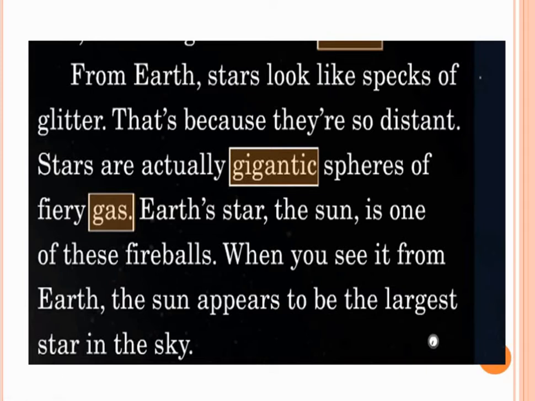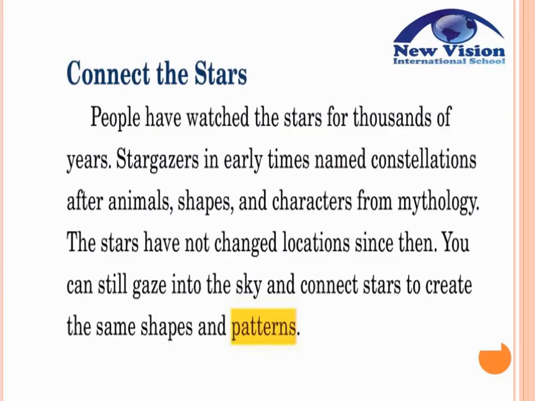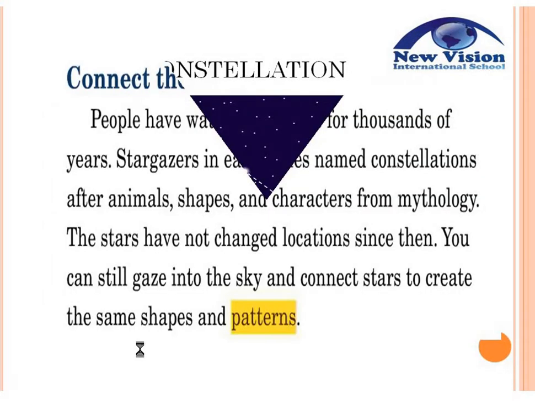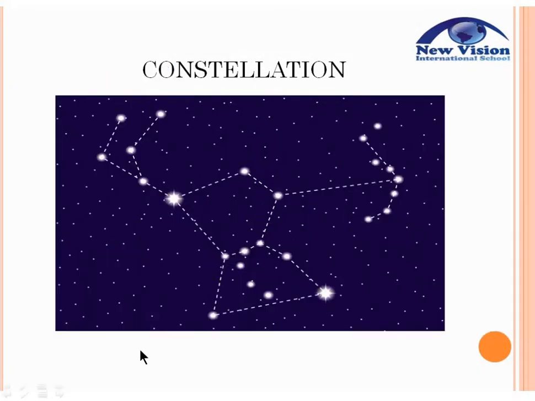Now, how can we protect ourselves from the heat of the sun? Yes, by using an umbrella or wearing eyeglasses. Are you familiar with the word constellation? Constellation is a group of stars forming a pattern, just like this image. See, you have here a star and another stars, and you're going to form a pattern. We call that constellation.